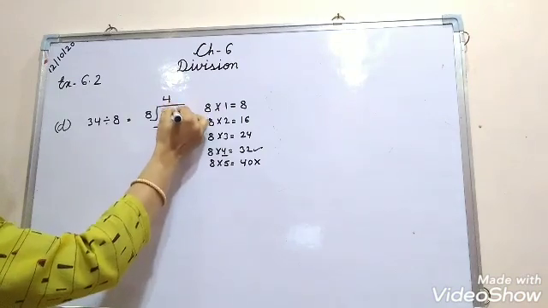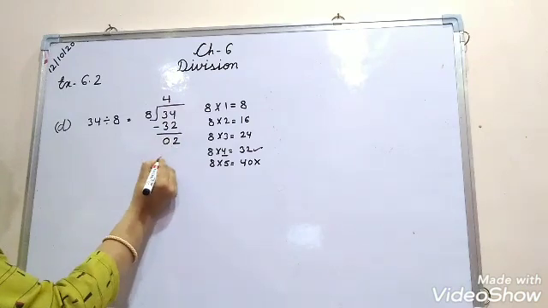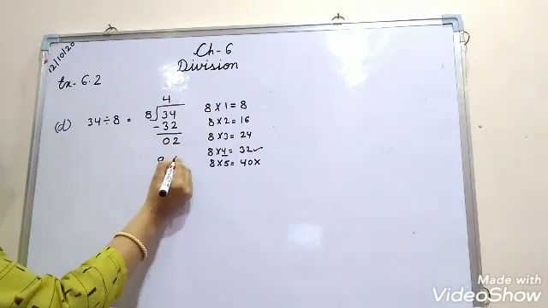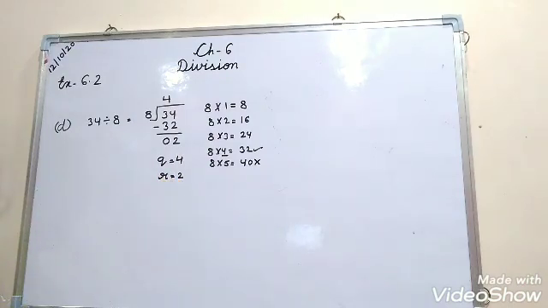So we will start subtraction. 4 minus 2, 2. 3 minus 3, 0. So quotient is 4 and remainder is 2. Understood children?